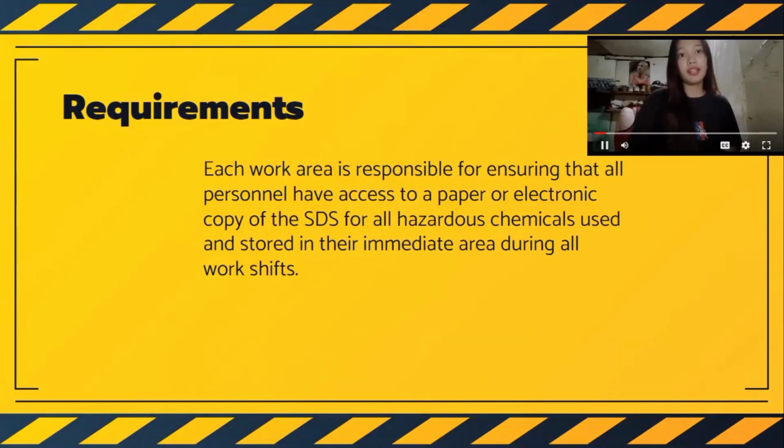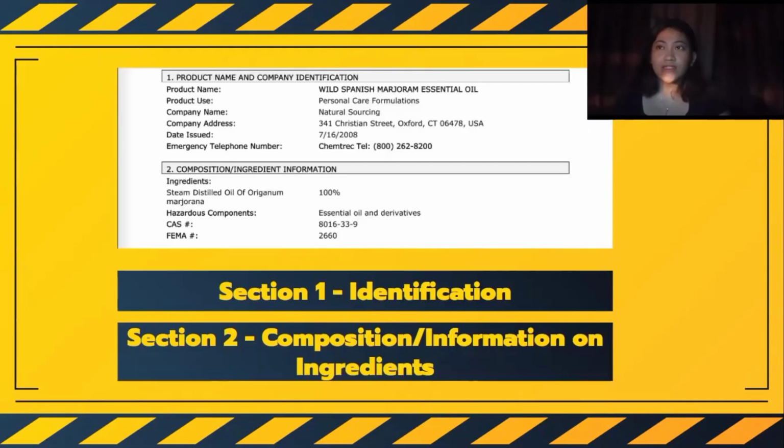Requirements. Each work area is responsible for ensuring that all personnel have access to a paper or electronic copy of the SDS for all hazardous chemicals used and stored in their immediate area during all work shifts, meaning that everyone in the workplace should be aware of what kind of chemical they are working with. SDS is important because users or workers may obtain information about a product's hazard, how to use it properly, what to expect if the precautions are not followed, how to notice the exposure symptoms, and what to do in case of emergency. There are 16 sections for the safety data sheets.